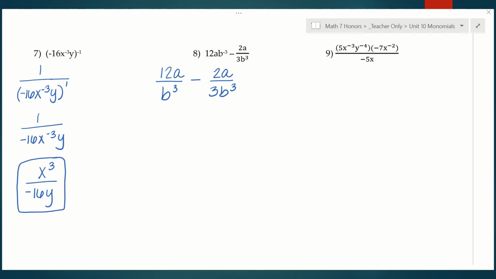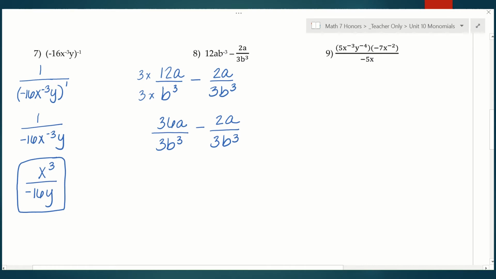Well, the way to do that is to multiply. And so what we're going to do, just like we would do in a normal situation where we had to get a common denominator, is I would multiply the top and the bottom by 3. And so when I do that, I'm going to get 36a over 3b to the 3rd. And now I can subtract the other fraction from it because the denominators are the same.